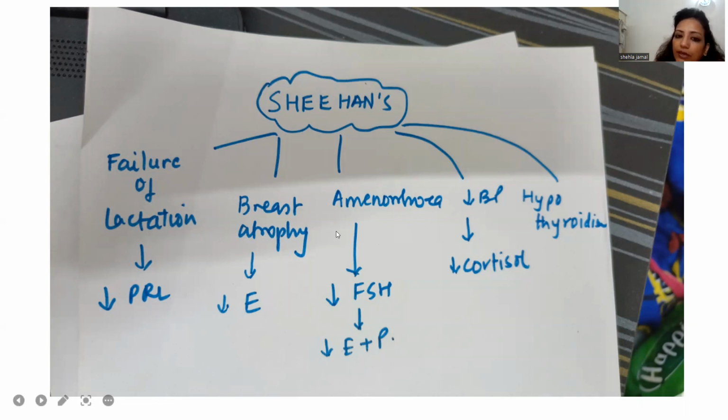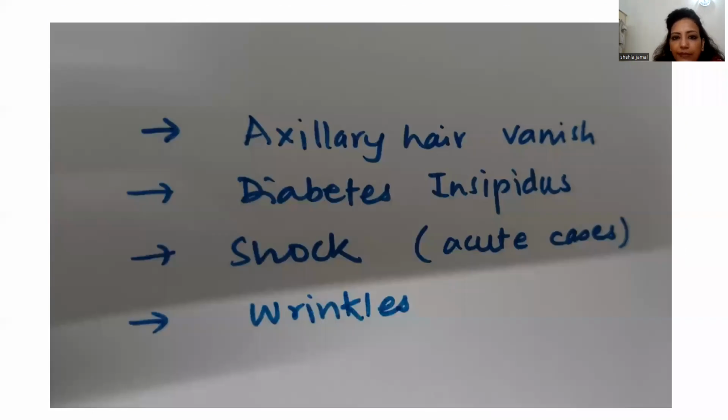She will have amenorrhea because she will have less amount of follicle stimulating hormone, and consequently there will be less estradiol and progesterone, and thus uterus endometrium will neither be regenerated nor will be shed. Then her blood pressure will be consistently low because ACTH is not there and there is decreased production of cortisol, and she will be having hypothyroidism also. So these are the classical features of Sheehan syndrome: history of PPH, amenorrhea, breast atrophy, failure of lactation, decreased blood pressure, and hypothyroidism.